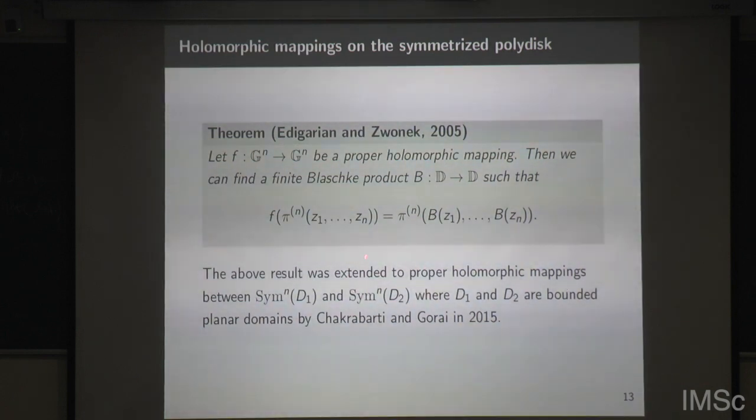So in 2015, Chakrabarty and Gorai extended these results not just for the symmetrized polydisk but for the symmetrized product of an arbitrary bounded domain. They considered proper holomorphic mappings from Sim D1 to Sim D2. They showed that it will arise from a single proper holomorphic mapping from D1 to D2, exactly analogous to this. So instead of pi n, you will just have pi sim on both sides, and instead of B you will have a map f from D1 to D2, proper holomorphic.